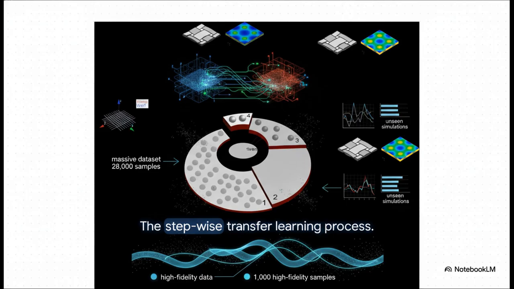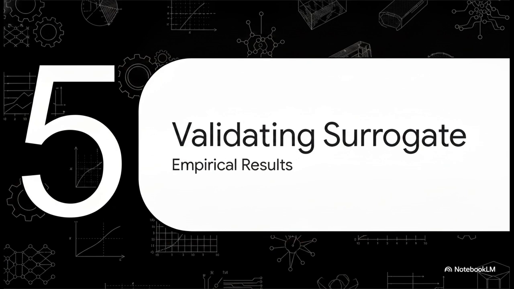Step 3 exposes the model to really specific, tricky conditions, like pure shear cyclic loading, to dial in the accuracy. And finally, Step 4 evaluates the fully trained model against totally unseen benchmark simulations. Let's see how it actually performed. Section 5, Validating the Surrogate Model, Empirical Results.